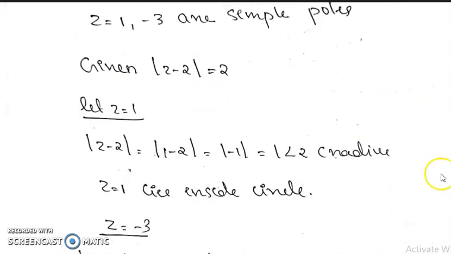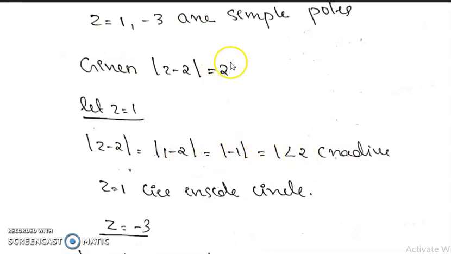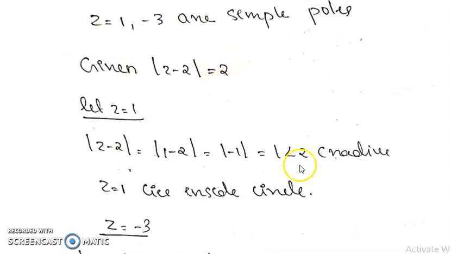And here what we do? Substitute 1, take z as 1. When z is 1, modulus 1 minus 2, mod -1 is 1. We take only the absolute value, and this is less than the radius. Here the radius of the circle is 2. So therefore z equal to 1 lies inside C.